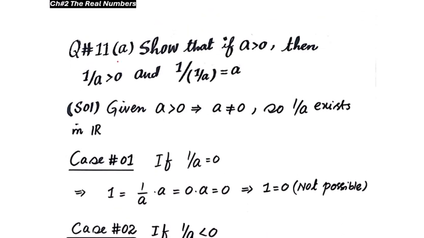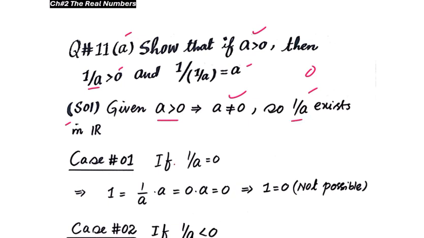So, the statement of question number 11a: we have to show that if a is a positive real number, then its reciprocal 1 over a is also positive, and 1 over 1 over a is equal to a. It is given that a is positive, it means a is non-zero. So 1 over a exists in R. Clearly, only 0 has no multiplicative inverse in R. As a is greater than 0, a clearly has a reciprocal 1 over a in R.